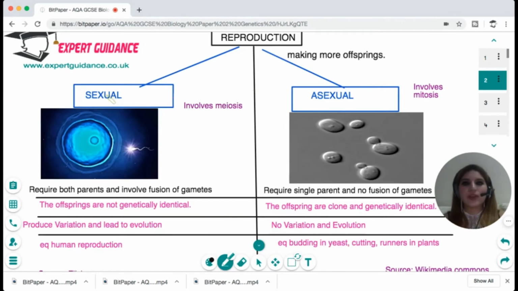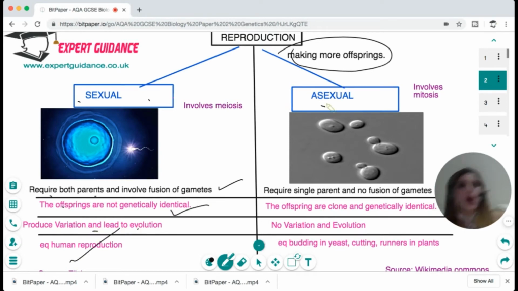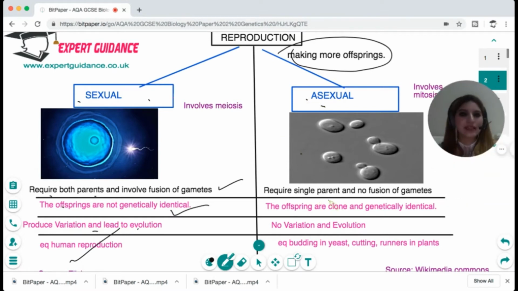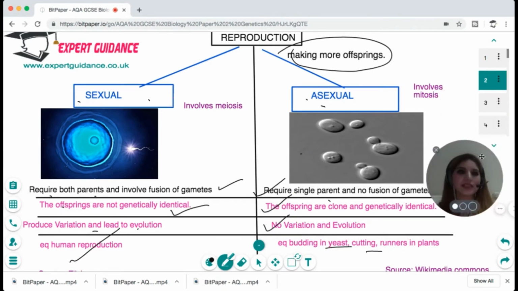First of all, you should know the difference between sexual and asexual reproduction. Now, reproduction is making more offspring. Sexual reproduction involves two parents and a fusion of gametes. The offspring are not genetically identical, and it produces variation and leads to evolution, for example, human reproduction. On the other hand, asexual reproduction, like budding in yeast, requires a single parent and there's no fusion of gametes. The offspring are clones and genetically identical. There's no variation and evolution. Examples are budding in yeast, cuttings, and runners in plants.